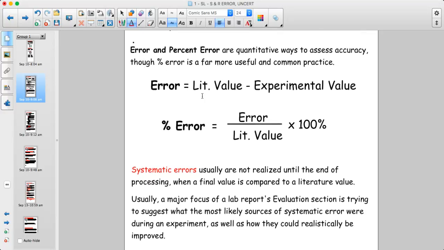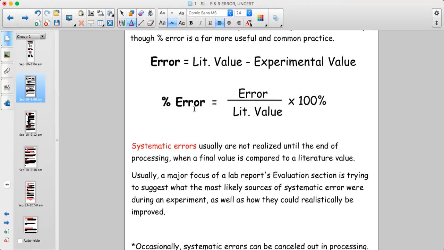So error is just how far away you are from the true value. So simple subtraction, the literature value minus the experimental value. And so you could be 1 gram off, 2 grams off. You're just finding the difference. Percentage error is a little bit more useful. You take that difference, that error on top, and you divide it by the literature value.